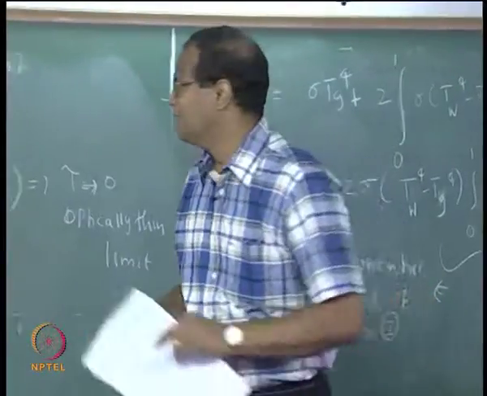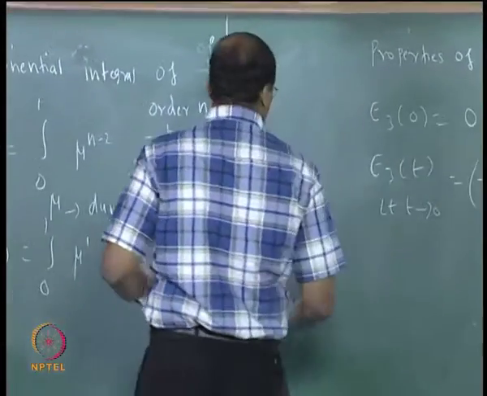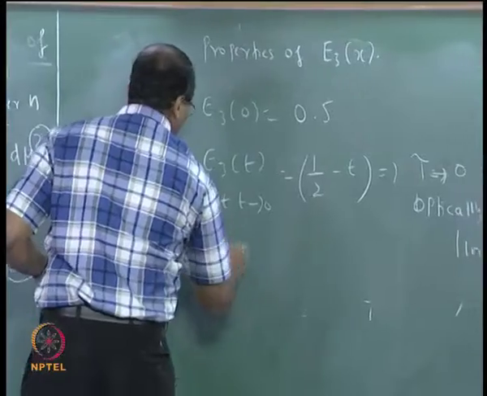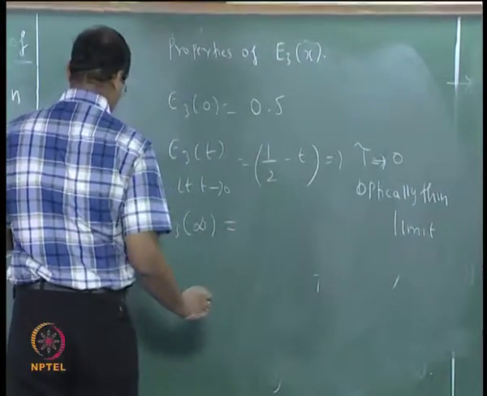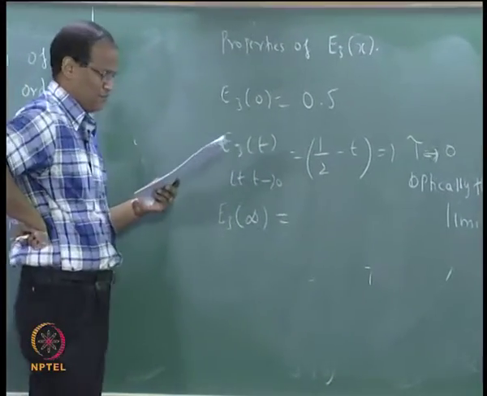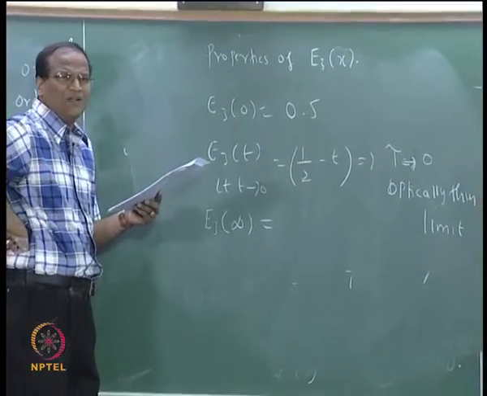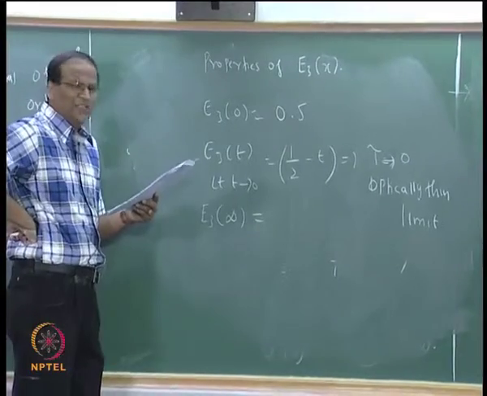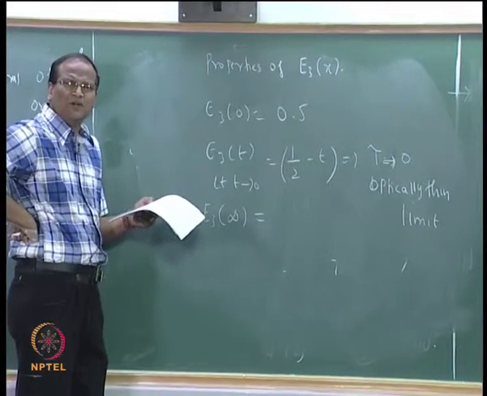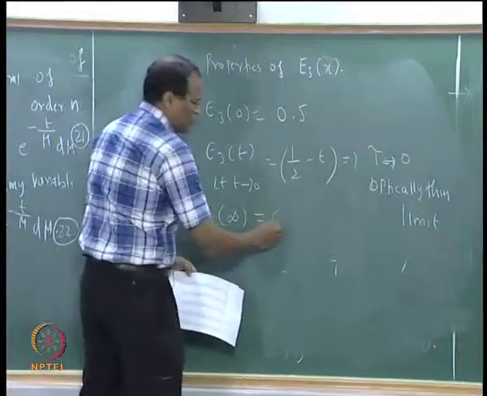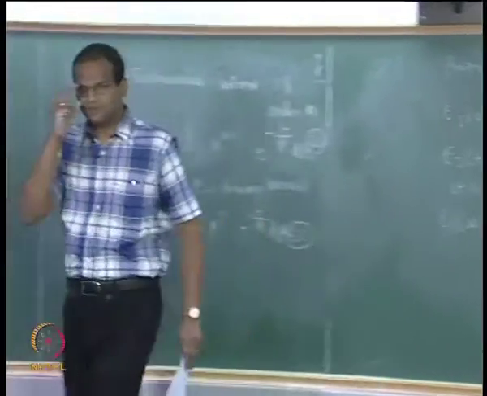It makes it handleable, and E3 of infinity, at 3.5 itself, it became 0.005, therefore E3 of 10, 20, 30 will tend to 0, okay, very good. So we have these properties.